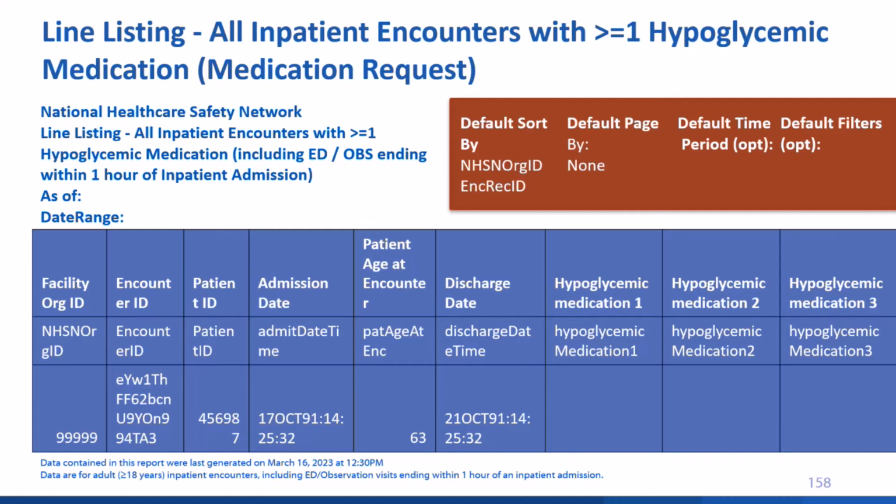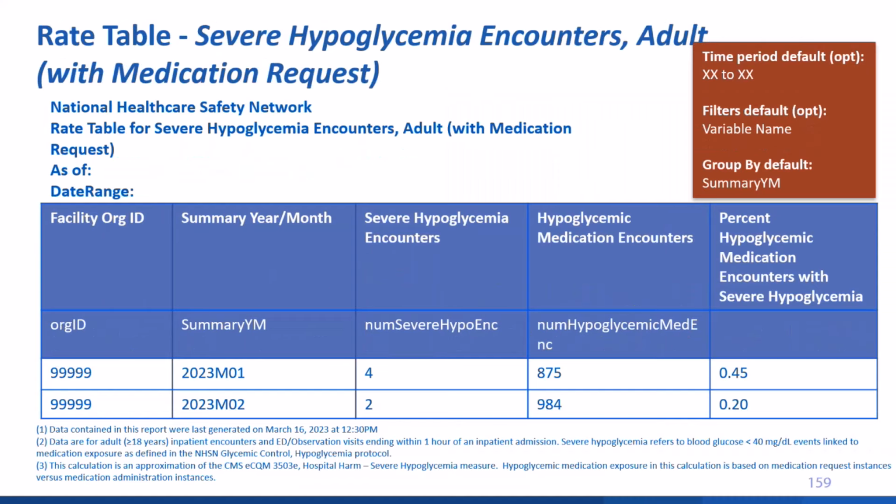Okay, moving on, we have an example of a rate table for severe hypoglycemia encounters. You have the ability to set the date ranges, filters, and group by. Again, there will be defaults, but you can change those. And these are some of the variables that you will be able to see, such as the org ID, the summary by year and month, severe hypoglycemia encounters number and calculations, the hypoglycemic medication encounters, and the percent of hypoglycemic medication encounters with severe hypoglycemia.